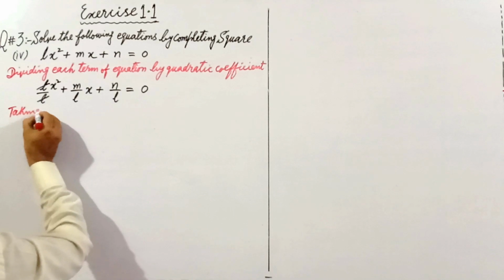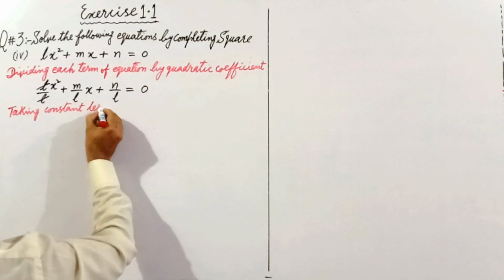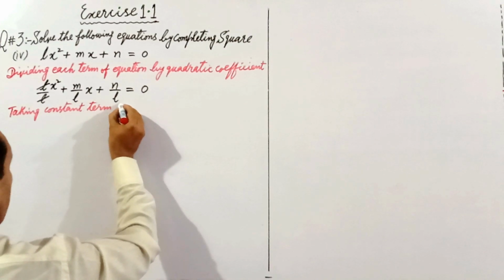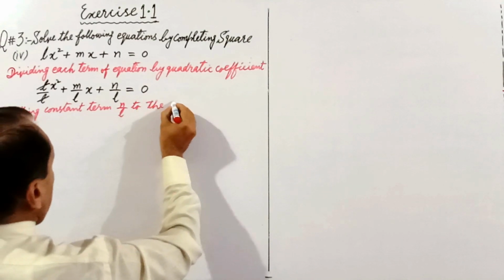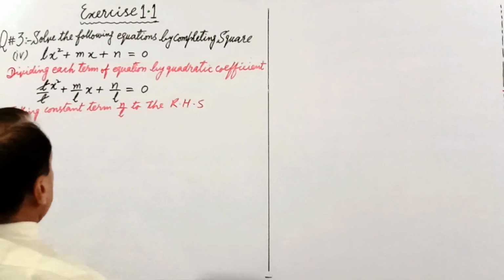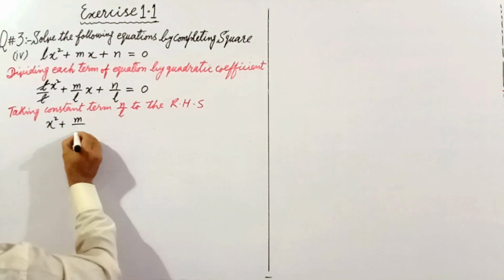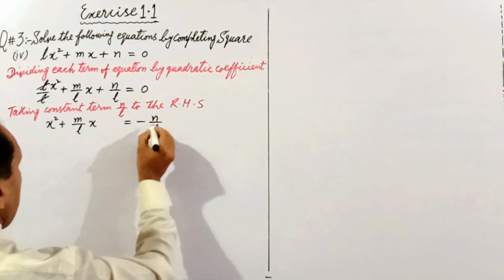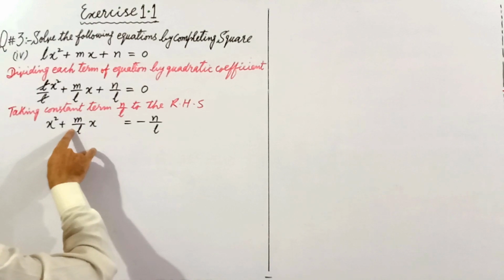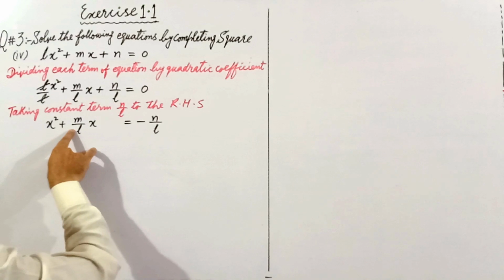Taking the constant term n over l to the right hand side, we have x square plus m over l x is equal to minus n over l. As 2 is not present in the linear coefficient, we have to multiply and divide it by 2 to make the perfect square.